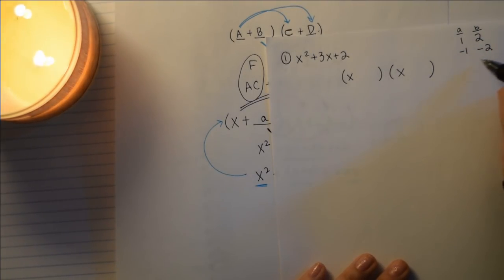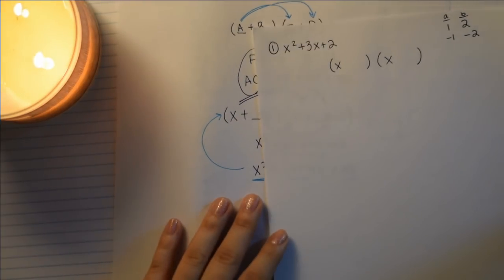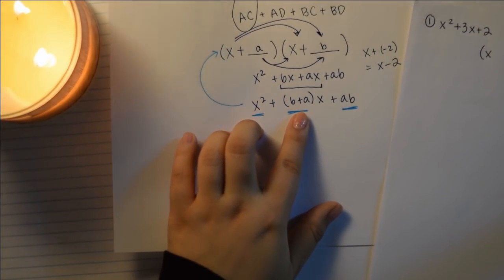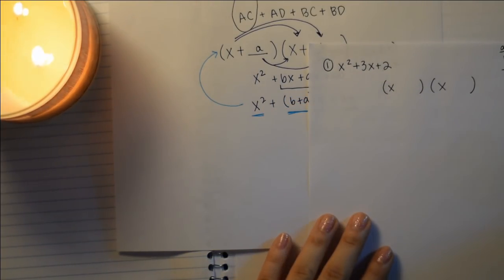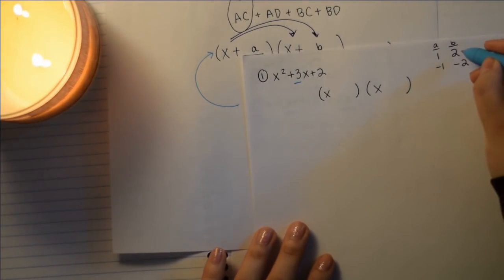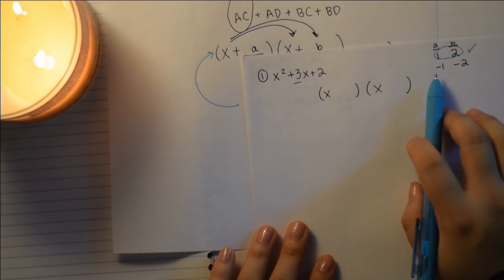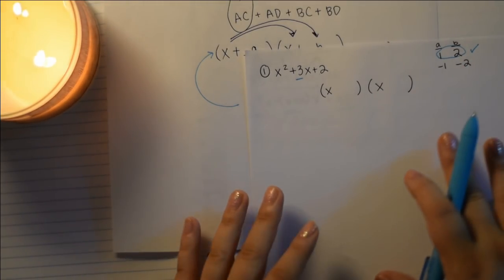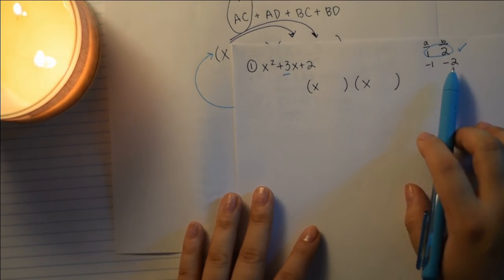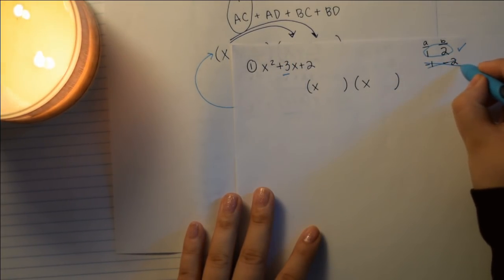So which pair do we pick? Well, we also know that we're looking for B plus A or A plus B to equal 3 in this case. So does 1 plus 2 equal 3? Yes. So we're going to take this one. And -1 minus 2, or -1 plus -2, however you want to think about it, is -3, and that's not 3. So we're not going to pick this one.